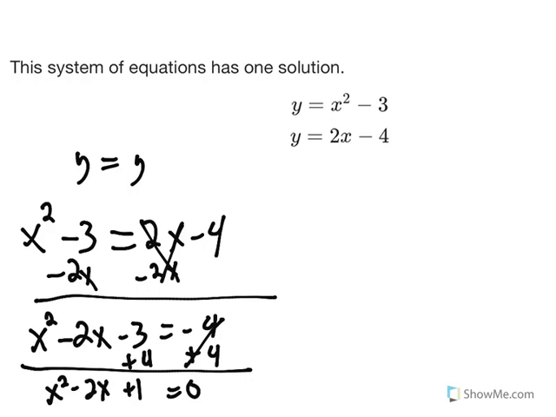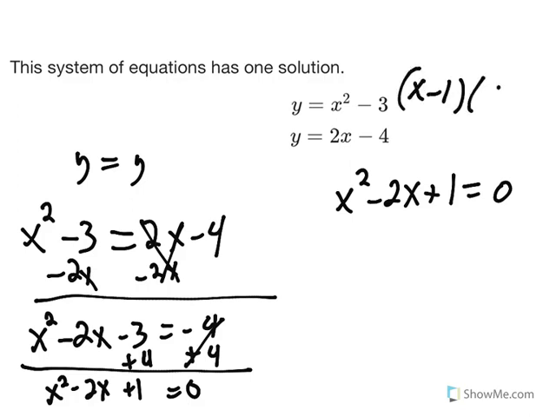If you remember factoring at all, I could factor that quadratic, so I can say x squared minus 2x plus 1 equals 0. So I could always just factor this, and it's x minus 1, x minus 1, and then I know my answer is going to be 1.